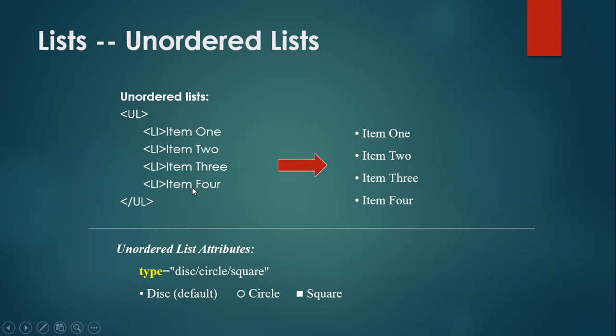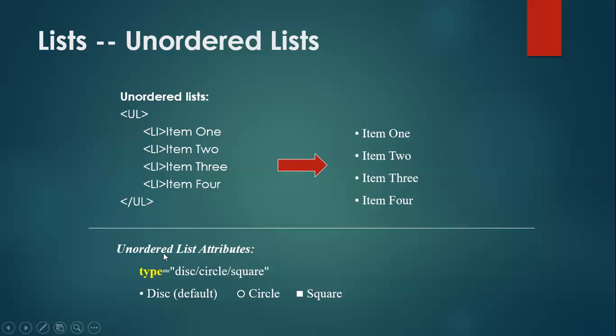When this is your HTML code, we type it in our editor, save it with the HTML extension, and view it in the browser. Here is the browser view. All the items are listed with a circular disk. This disk is actually the default type of the list.